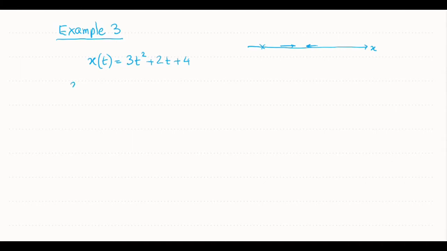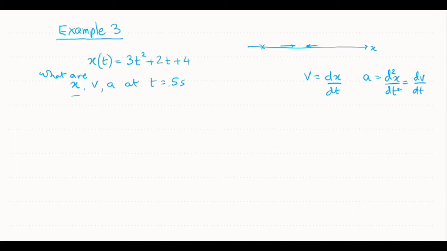And the question is, what is its position, velocity, and acceleration at t equals 5 seconds? So we know that the velocity is dx over dt, and the acceleration is d2x over dt2 or dv over dt. First let's find the position at t equals 5 seconds. It's simply a substitution. Put t equals 5, so 3 times 5 squared plus 2 times 5 plus 4, and when we solve that we get 89 meters.